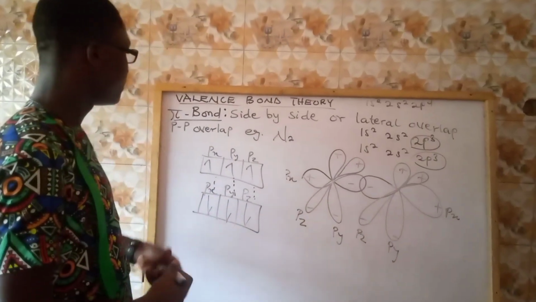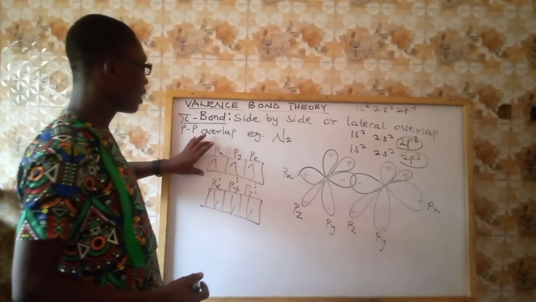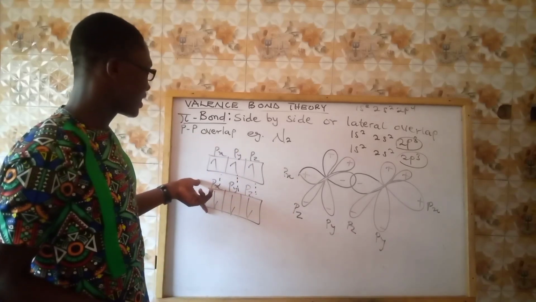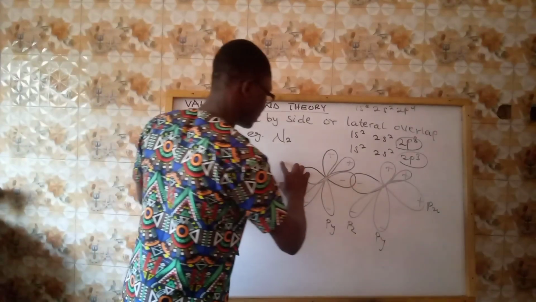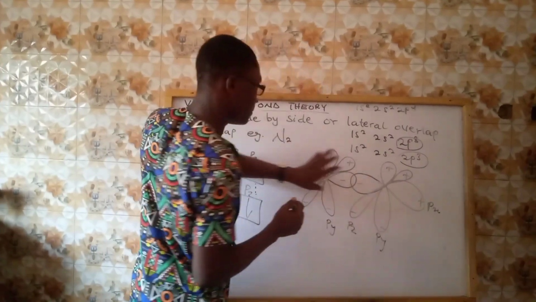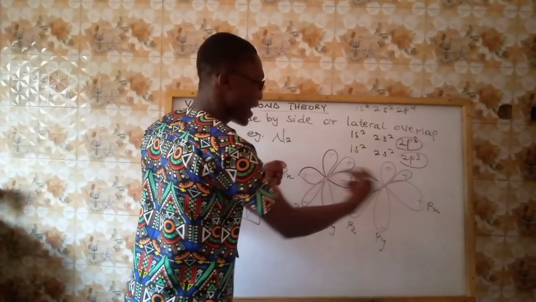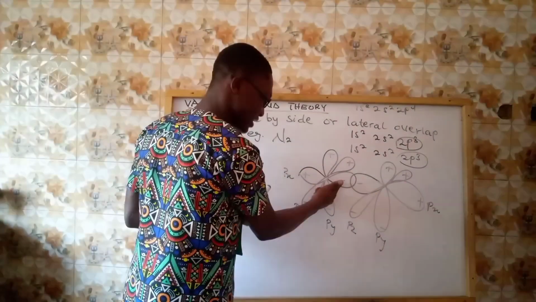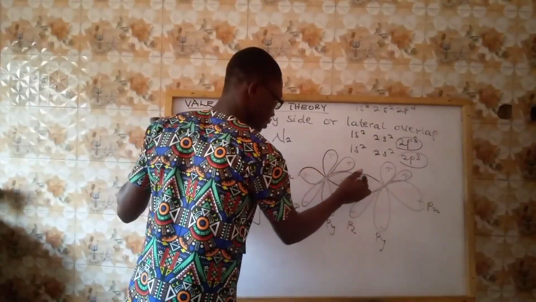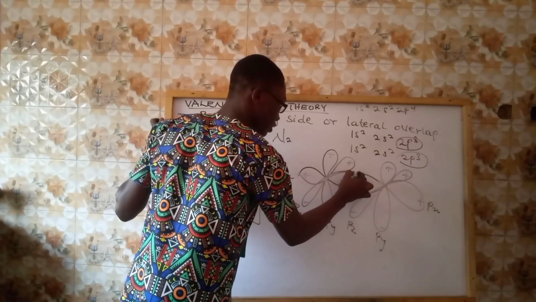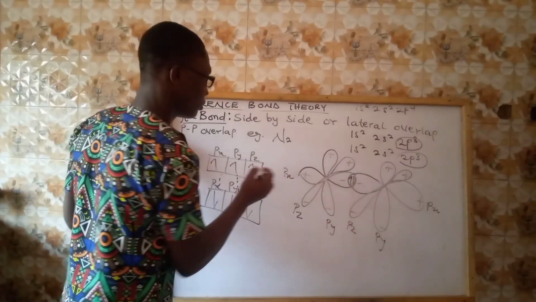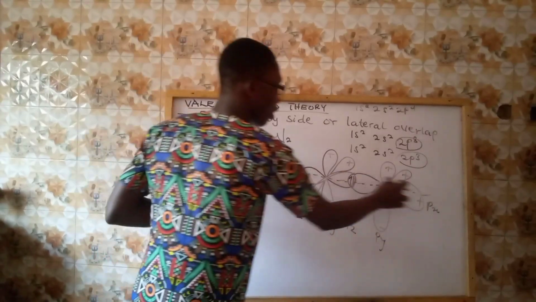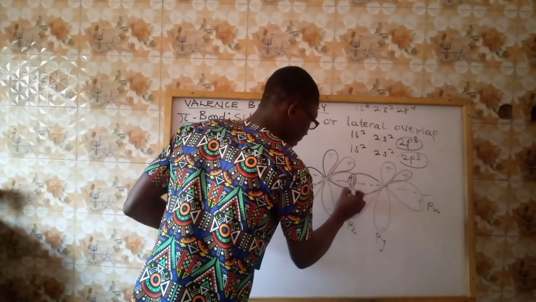So here, the px of the first orbital overlaps with the px of the second orbital. For this one, they overlap head-on, on the same axis, and they have the same sign, minus here, minus here. So they can overlap head-on, and they lie on the same axis. So this bond is a head-on overlap, or sigma bond.